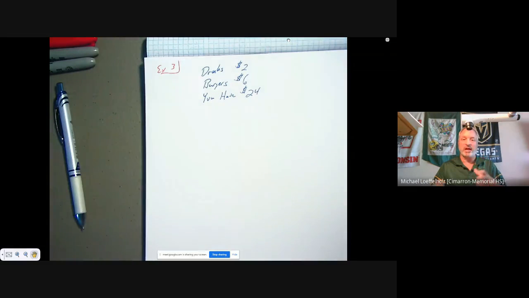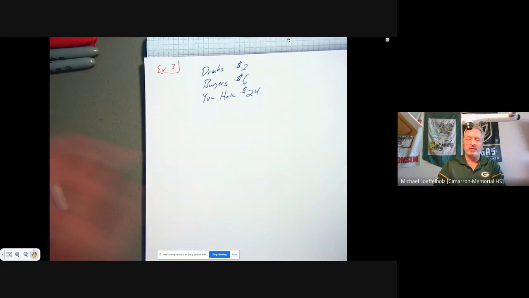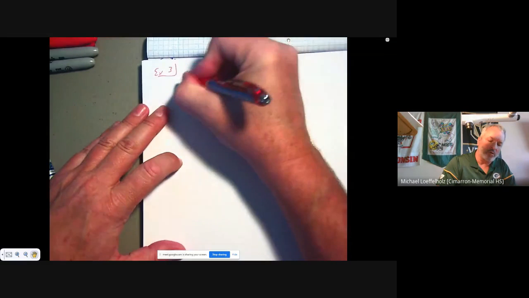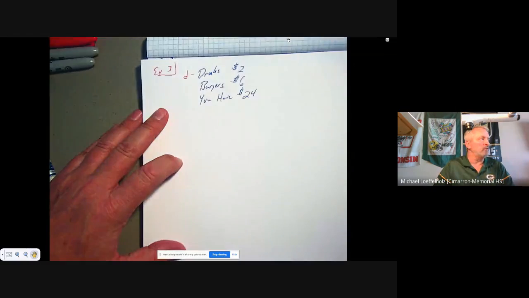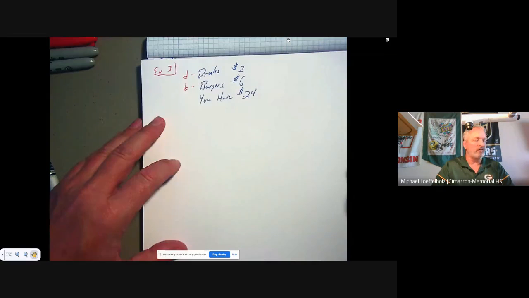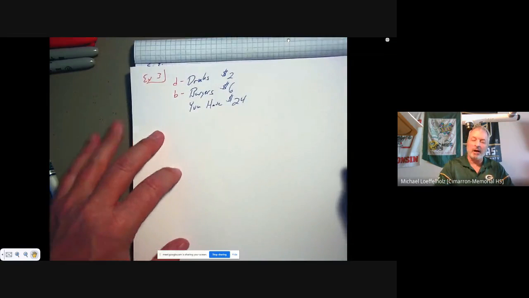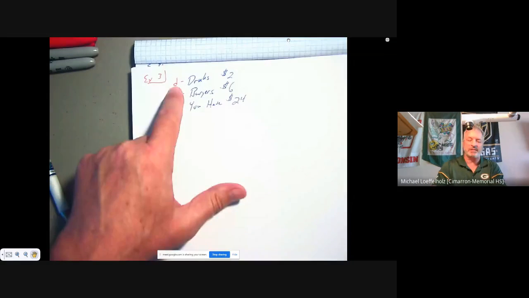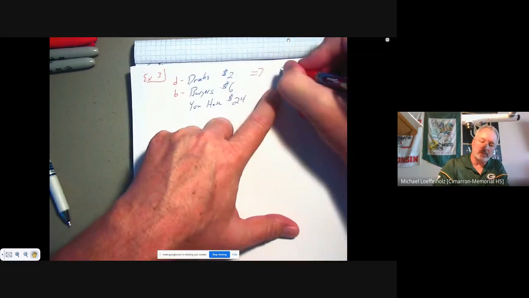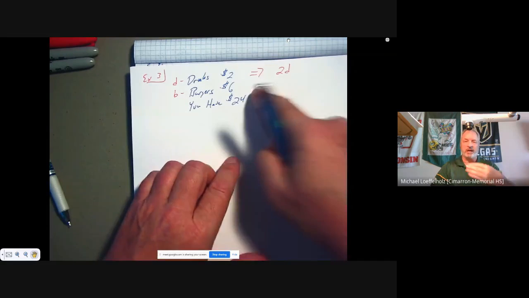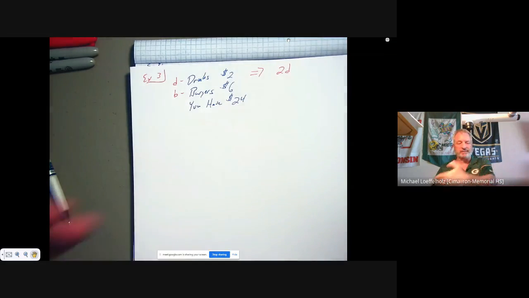So we're going to write an equation and we're going to make a graph. The first thing is, what's my variable for drinks? Well, drink starts with D, so we're going to use D for drinks. Burger starts with B, so we're going to have B for burgers. Now, how much is the cost of all my drinks combined? Well, it's $2 times D, which means 2D. Sorry, that's supposed to be an arrow. That means implies or next step.